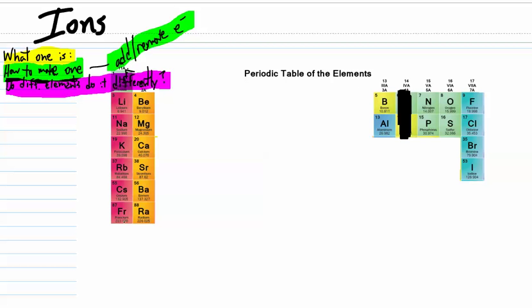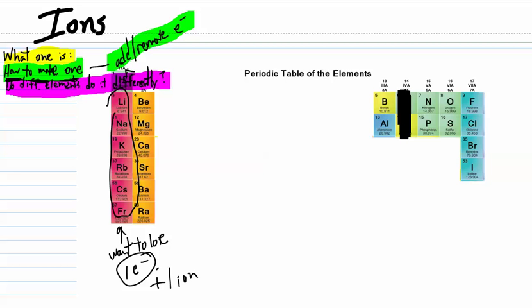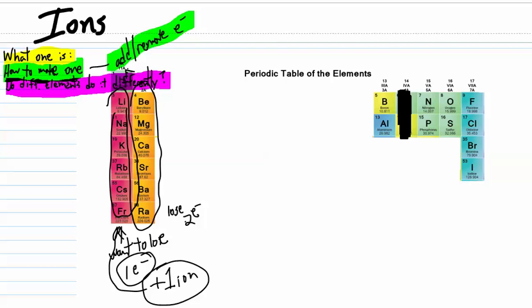Okay, so let's talk about this first column right here. Lithium, sodium, potassium, rubidium, cesium, and francium. These guys all want to lose 1 electron. What does that mean? When they lose 1 negative, that means this whole column likes to become +1 ions. So that first column likes to become a +1 ion. And then the next column over, beryllium down through radium, these guys all want to lose 2 electrons. So these guys all would like to become +2 ions.